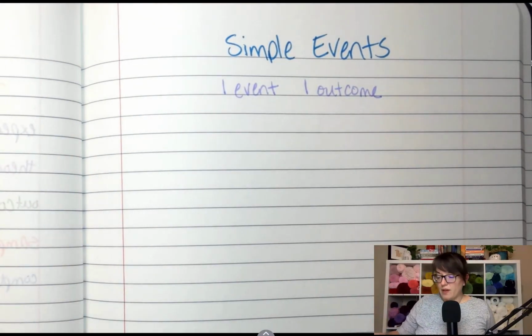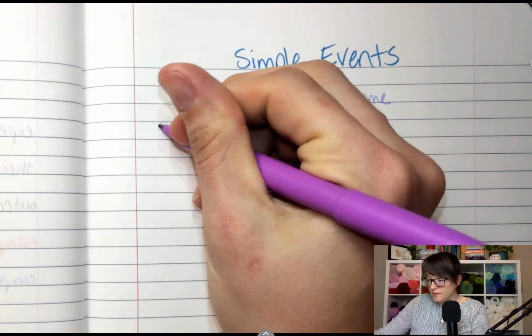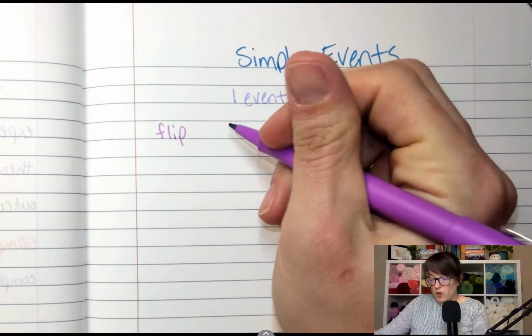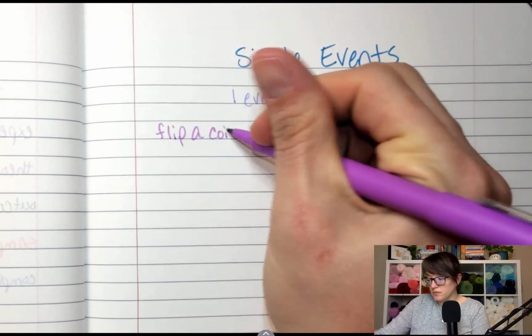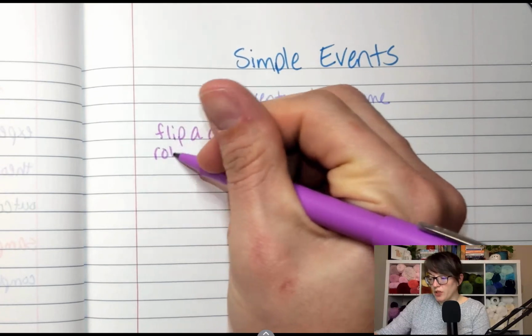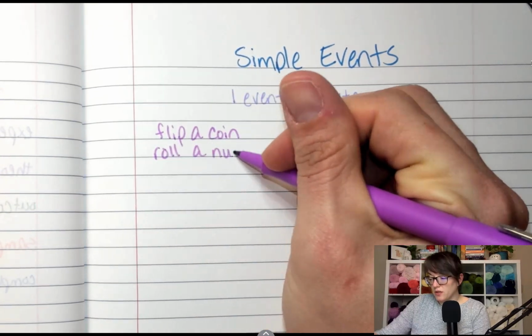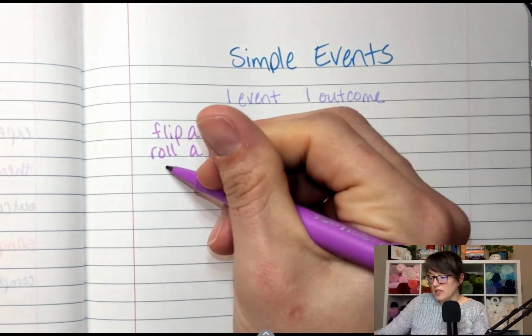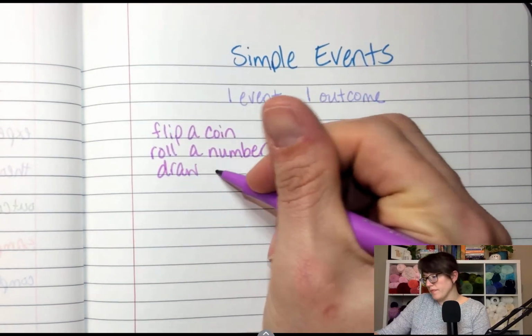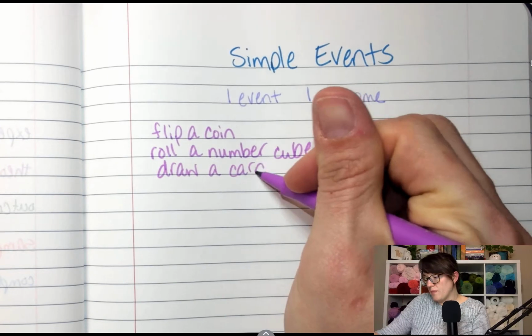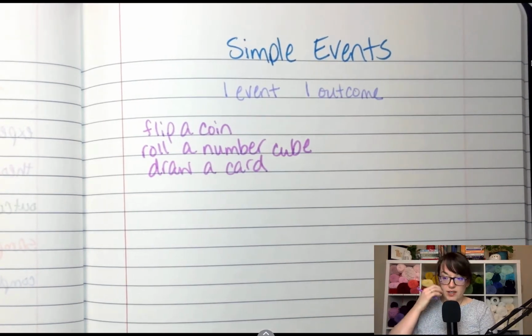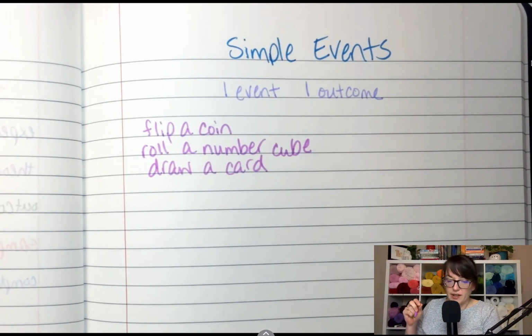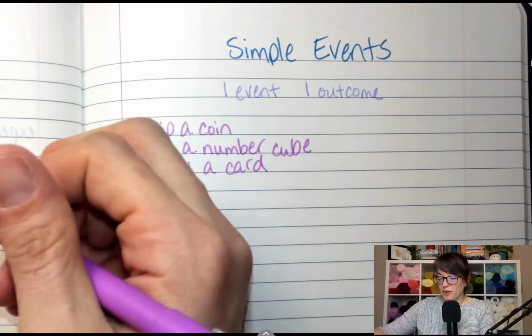Now, some very common examples of simple events are flipping a coin, like one time, flip a coin. If you roll a number cube. And then one of my favorite ones is draw a card. Now, if you are not familiar with a deck of cards, you might want to get familiar, because you might see several questions about those.